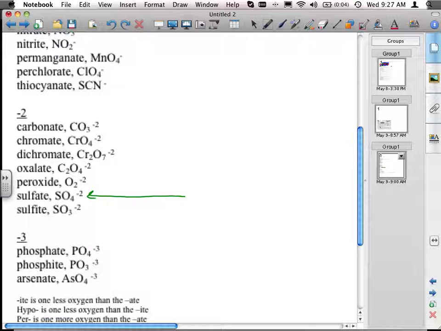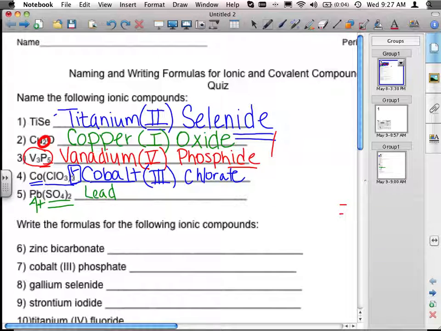SO4 is right here. Do not confuse it with the one that's below it. That is SO3. So sulfate is SO4. Lead sulfate.